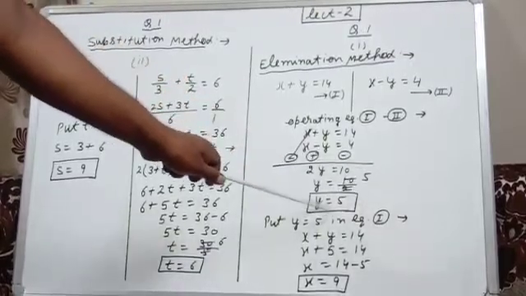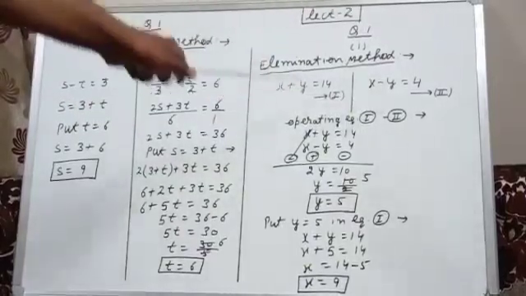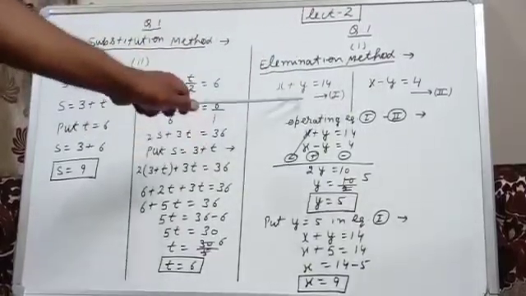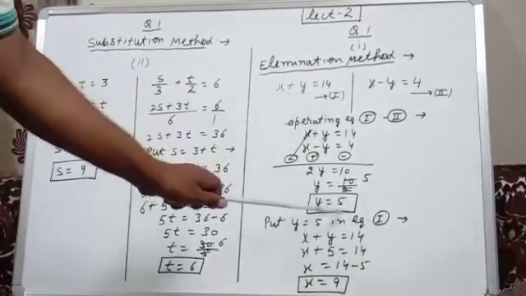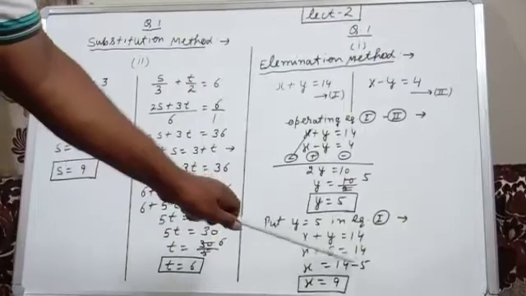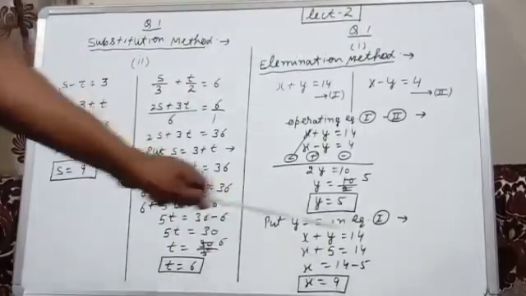Now you will put this y equal to 5 either in the first equation or in the second equation, but generally we put this value of y in the first equation. So x as it is, in place of y we will put 5. 14 as it is, this 5 will become here minus. So 14 minus 5 value will become 9.